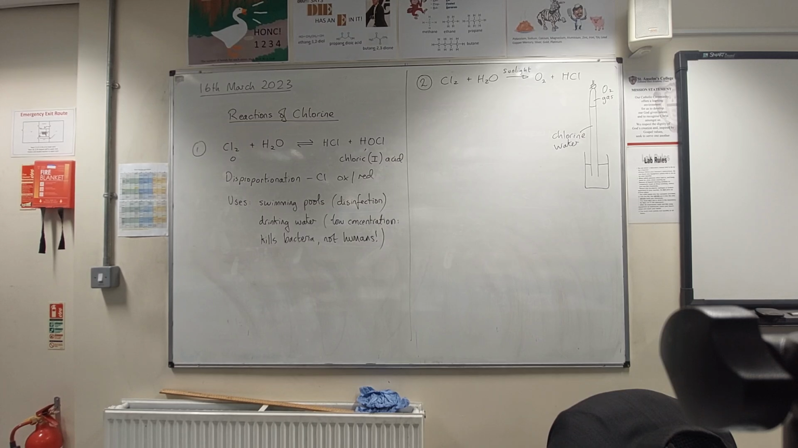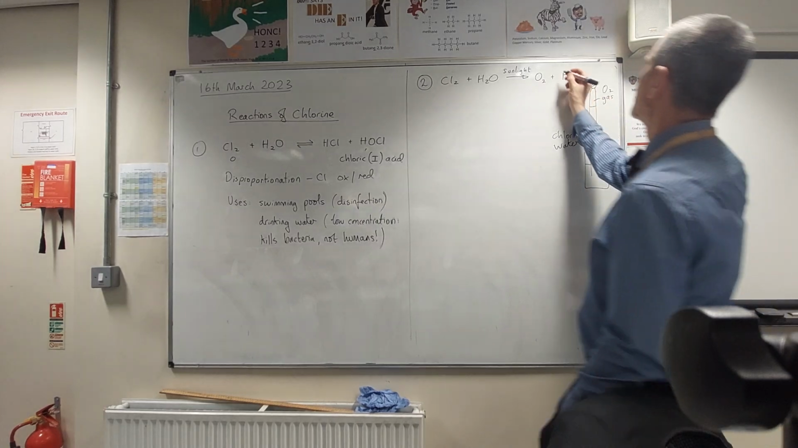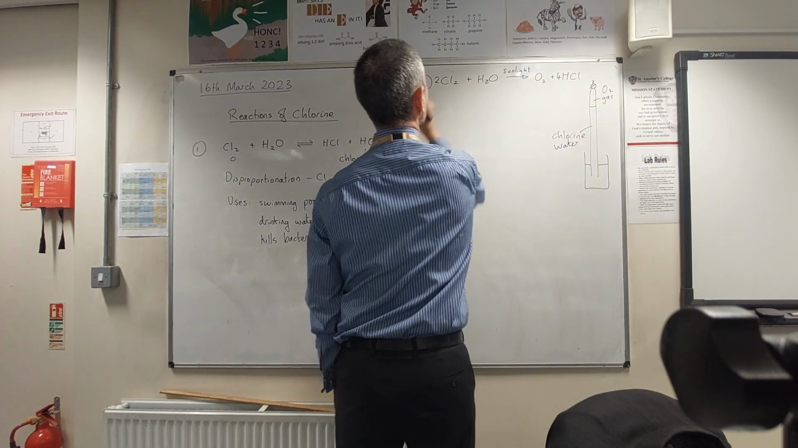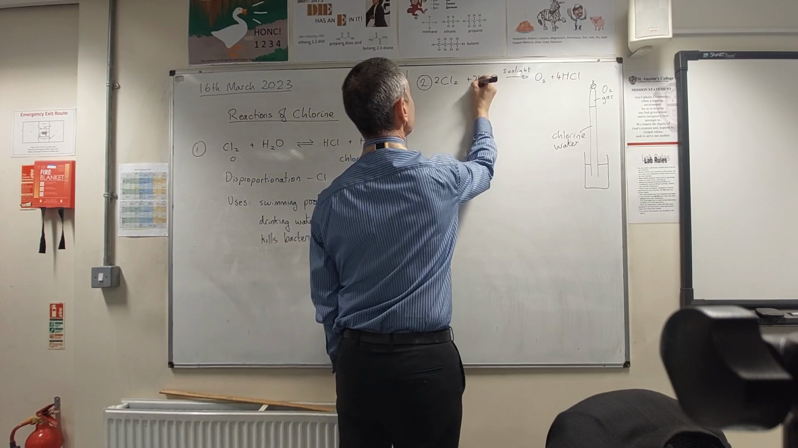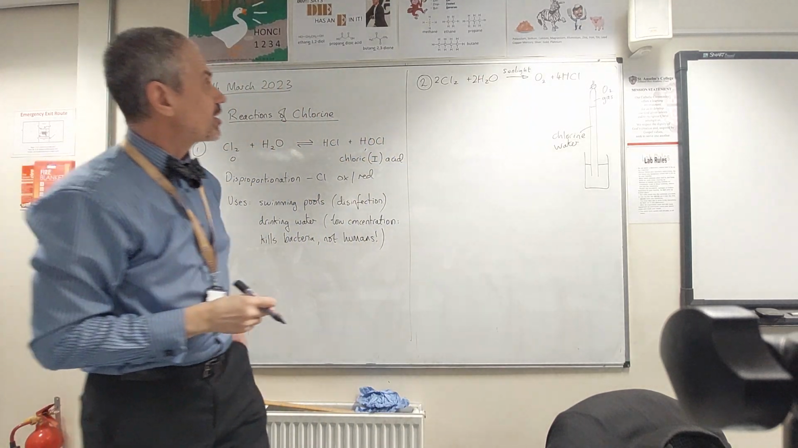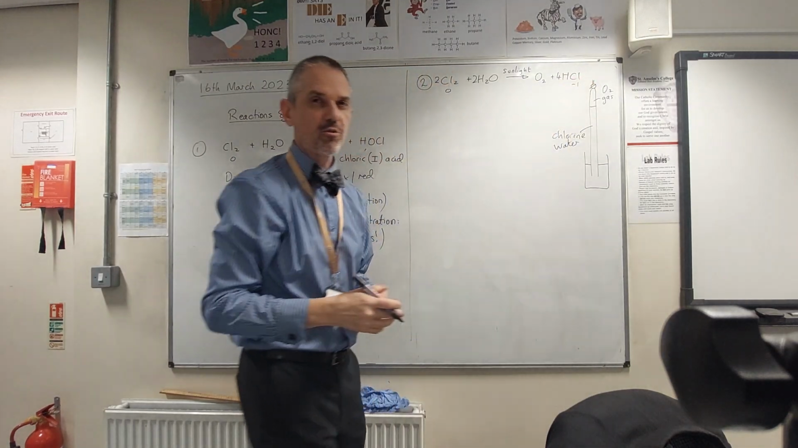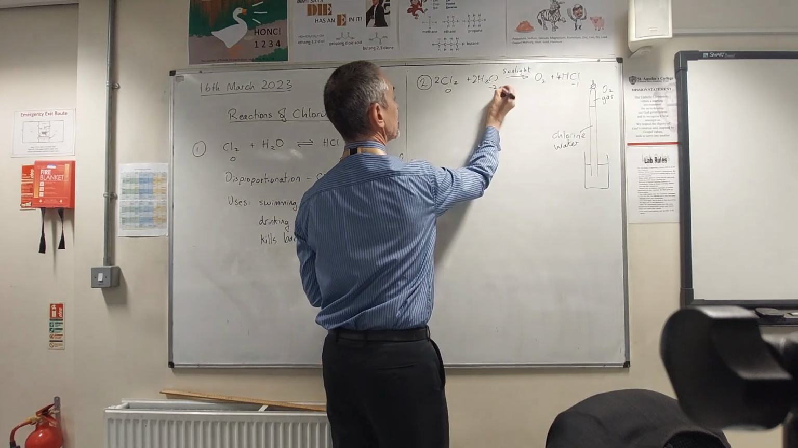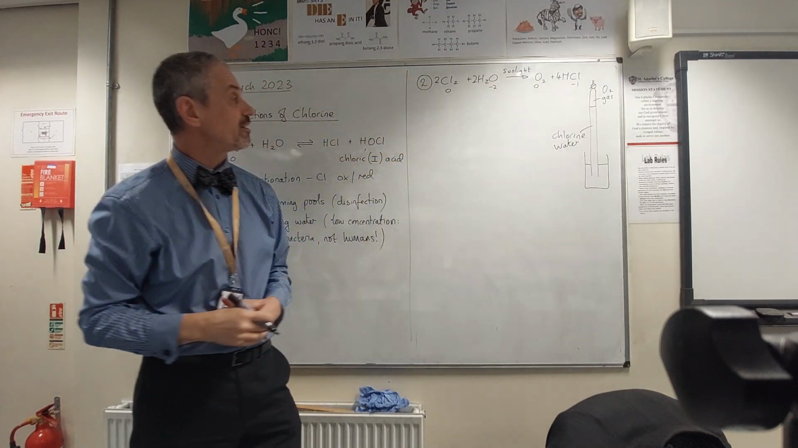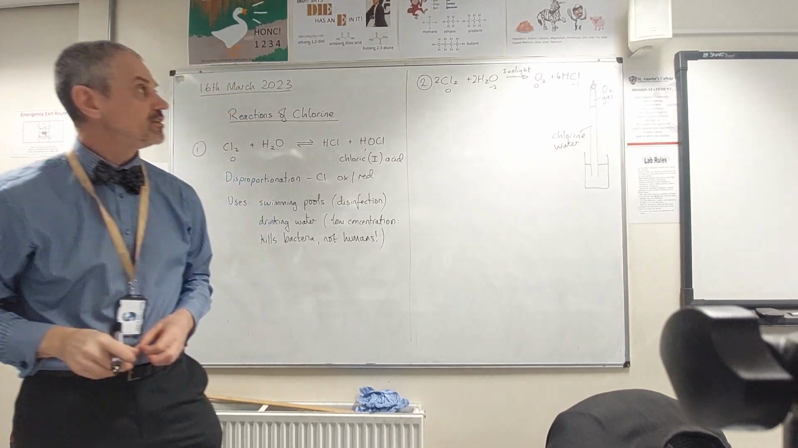Oxygen's been oxidized, chlorine's been reduced. Sounds good? What number have you put in front of HCl? 4. Two of those, isn't it? All right. Chlorine is going from oxidation state 0 down to -1, so chlorine's been reduced. Oxygen is going from oxidation state -2 up to 0, so oxygen's being oxidized.